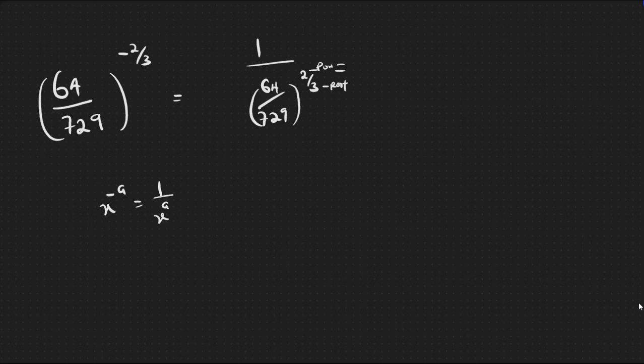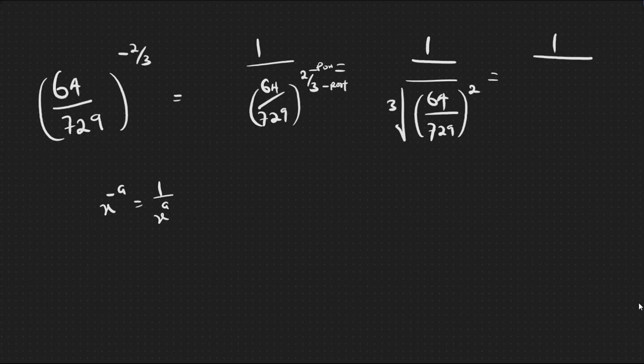So if that's the case, we'll have 1 all over the cube root of 64 all over 729, to the power of 2. So what is the cube root of 64? The cube root of 64 is 4. So we have 4 all over the cube root of 729, which is 9. So we have 9, all to the power. Remember, we still have the power of 2.